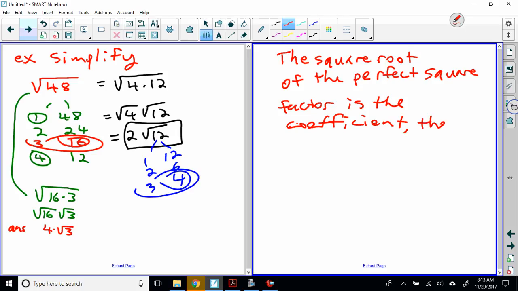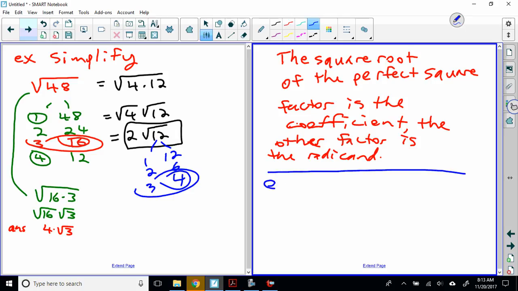The other factor is the radicand. The square root of the perfect square factor is the coefficient. The other factor is the radicand. So this is kind of combining steps 2 and 3 and 4.